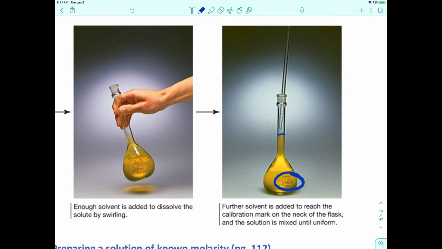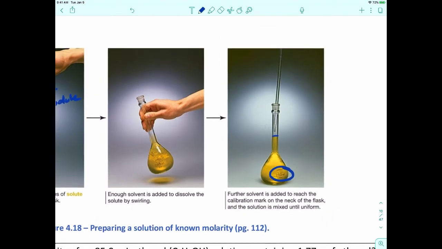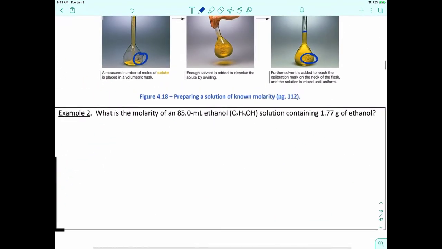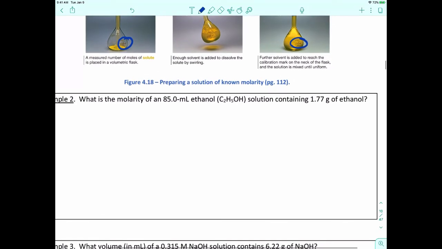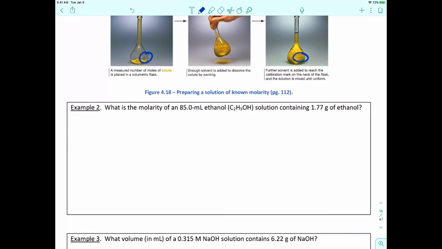Now, how do we actually calculate that? Let's try this out. So here's our problem. What is the molarity of an 85 milliliter ethanol solution that contains 1.77 grams of ethanol? Okay, so let's try this out. So we need to convert, because we're told we've got grams of ethanol.